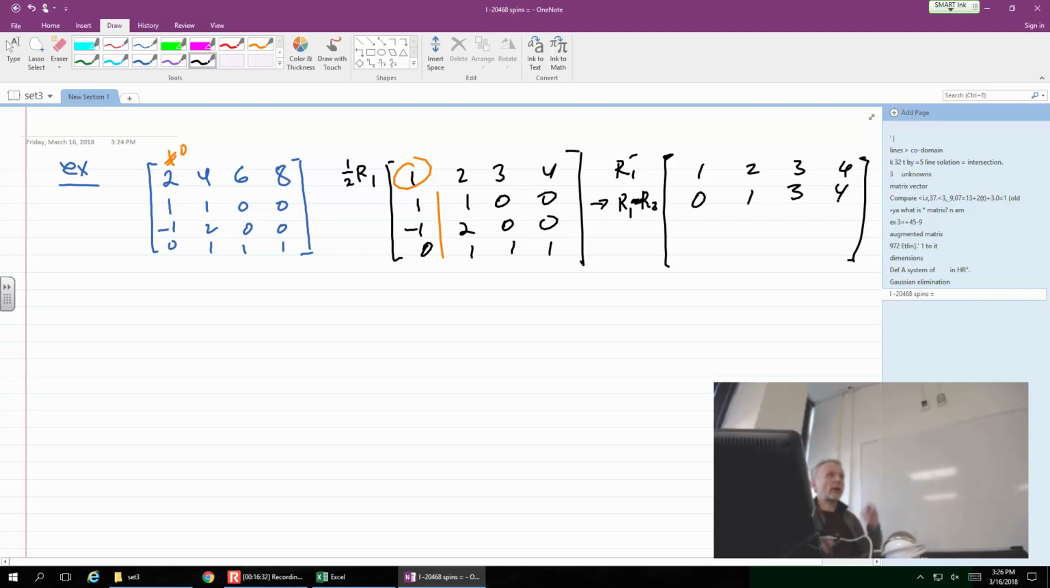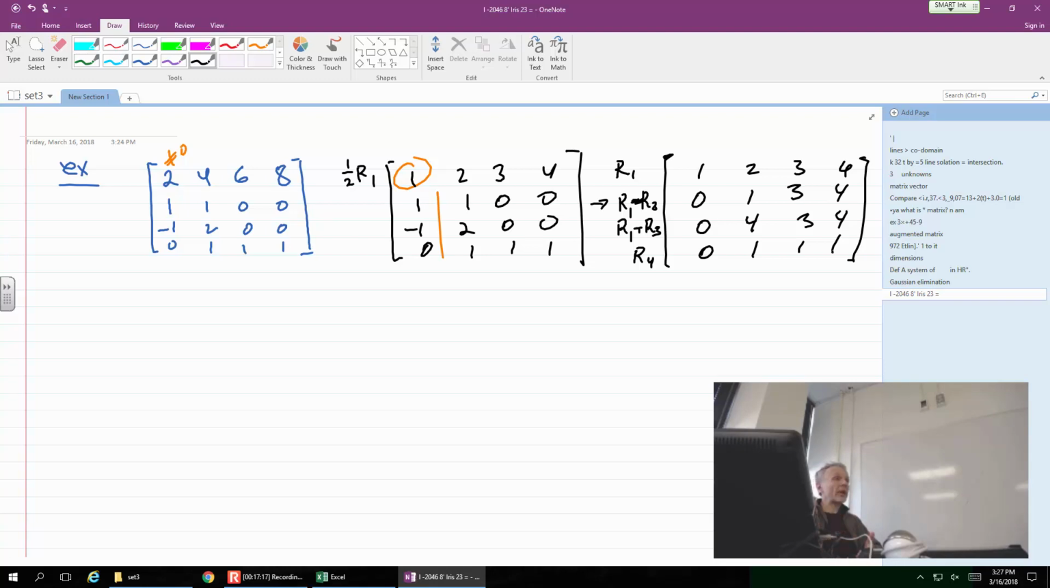Okay, I got 1, 0 in the first column, as planned. Now moving on to the third row. How do I eliminate it? I simply add these together, R1 plus R3, and I replace R3 with that. So what do I get? I get 0, 4, 3 and 4. Now the last row we get for free: 0, 1, 1, 1. So 0, 1, 1, 1, that's my new matrix.